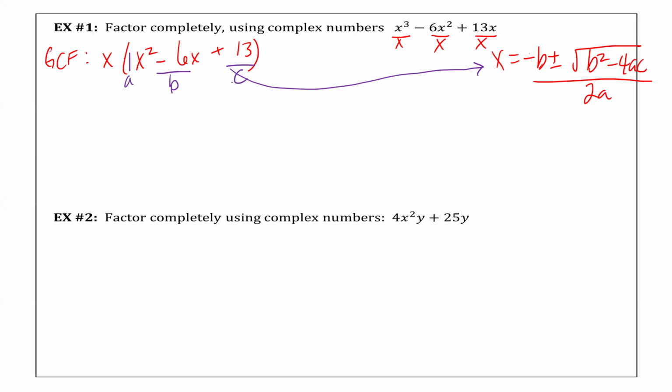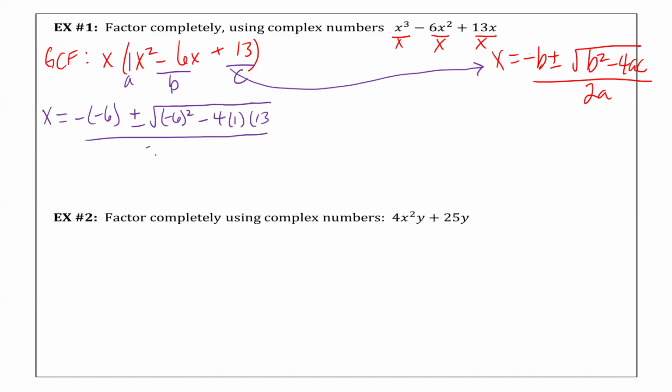And now we just plug everything in where it goes, right? Because that's the beauty of formulas. Someone already did the pattern and the hard work. Our job is now to utilize it. So we get x equals -6 plus or minus the square root of -6 squared minus 4 times 1 times 13, all over 2 times 1.